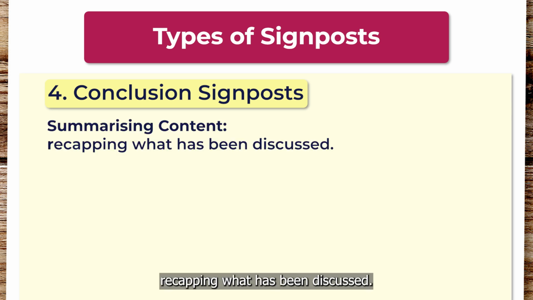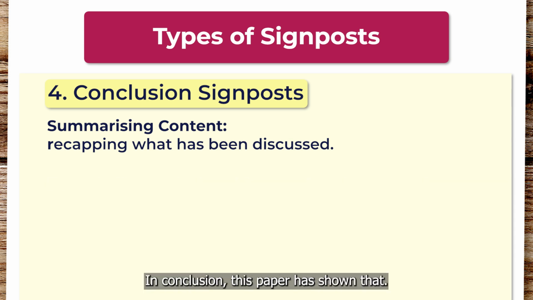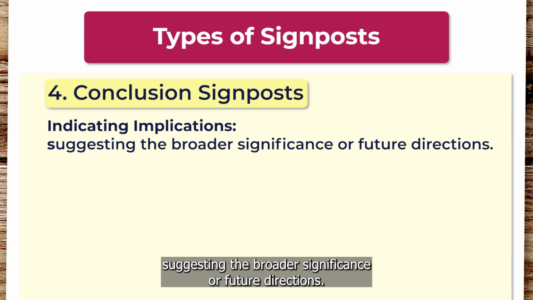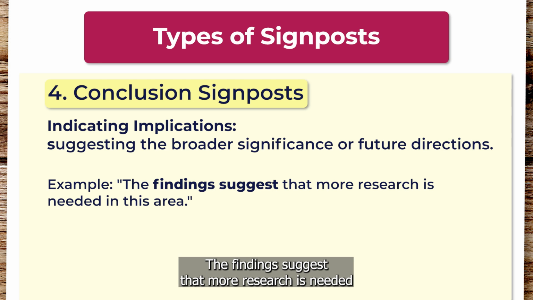Summarizing content, recapping what has been discussed. Example, in conclusion, this paper has shown that. Indicating implications, suggesting the broader significance or future directions. Example, the findings suggest that more research is needed in this area.